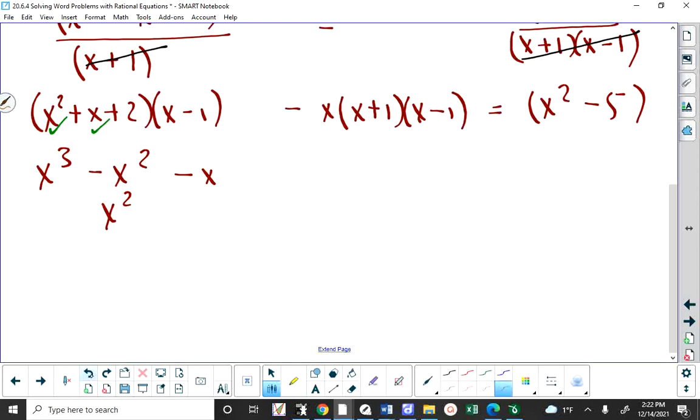Then I move on to the 2. 2 times x is 2x. Might as well stack it with the x's. 2 times negative 1 is negative 2. And I'm done with the third and final stage.